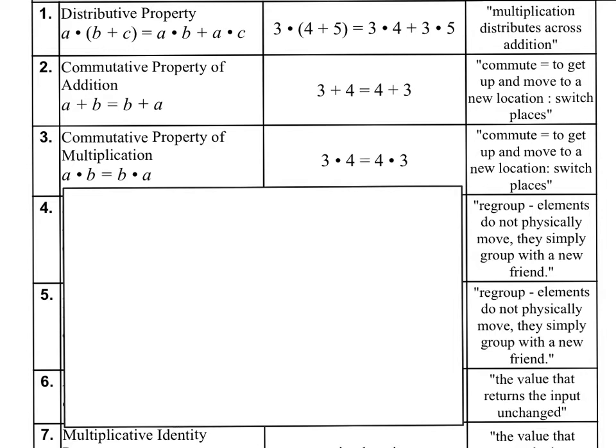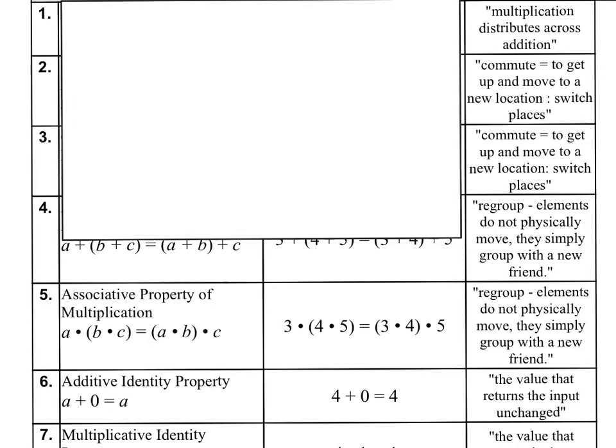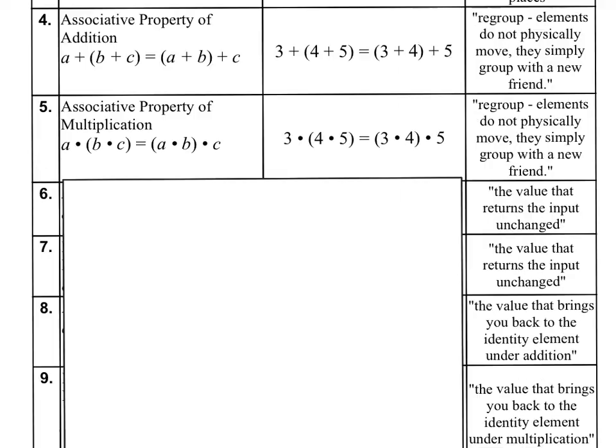Number 4 is talking about regrouping elements that do not physically move, they simply group with a new friend. So grouping is talking about the associative property. Now 4 and 5 are both the associative property, but it can be the property of addition or of multiplication. So you can see here that A plus the sum B plus C is the same thing as A plus B plus C. And here again we have a numerical example, and the same goes for multiplication.